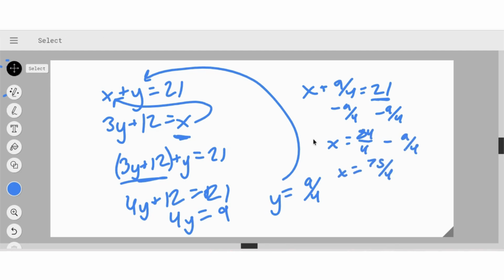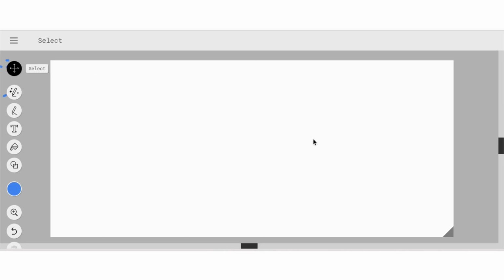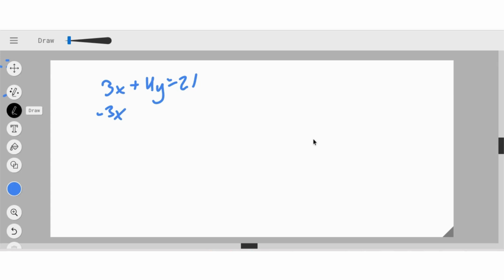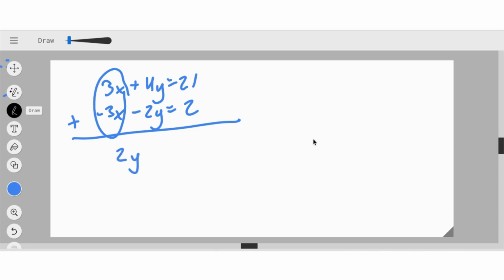Now let's talk about elimination. In these types of equations, what we're doing is making a variable disappear. So we will take 3x plus 4y equals 21, and then negative 3x minus 2y equals 2. Now, here we can eliminate the x variable by simply adding these equations together. So we get 2y equals 23.